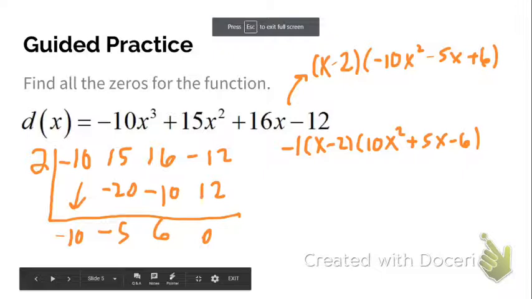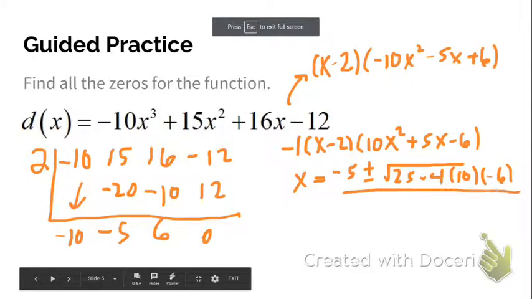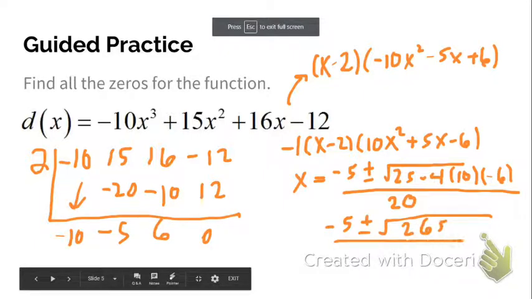So we have one 0 of 2, and the other zeros we're going to find with the quadratic formula. So the opposite of b, plus or minus the square root of b squared minus 4ac, all over 2a. So all over 2 times 10, all over 20. And then just simplify that. So we get -5 plus or minus the square root of, let's see, that would be 240 plus 25. So that's 265 all over 20. And then we should simplify that.